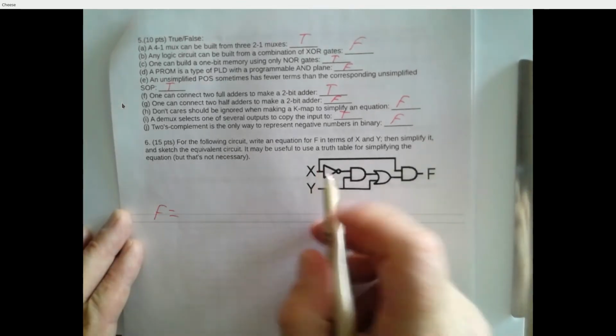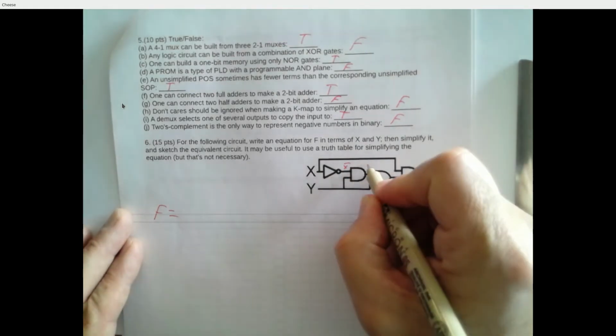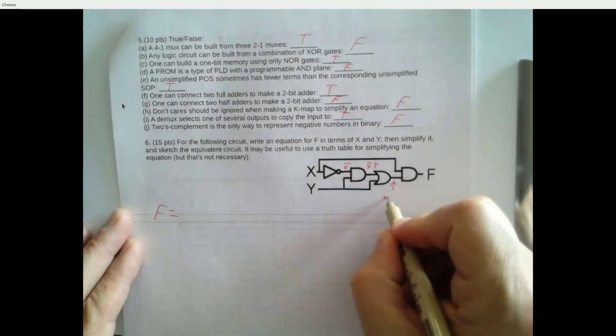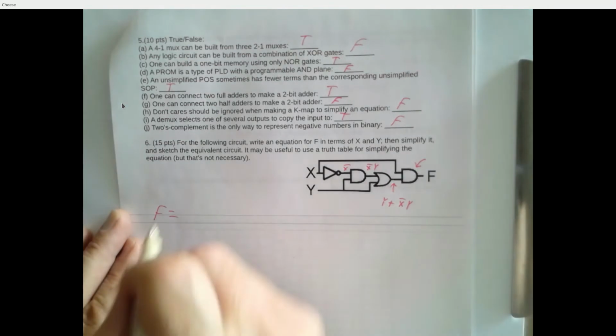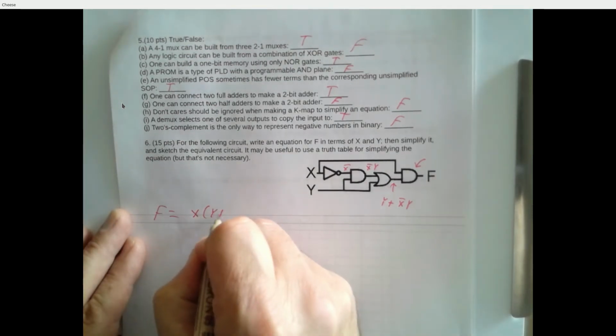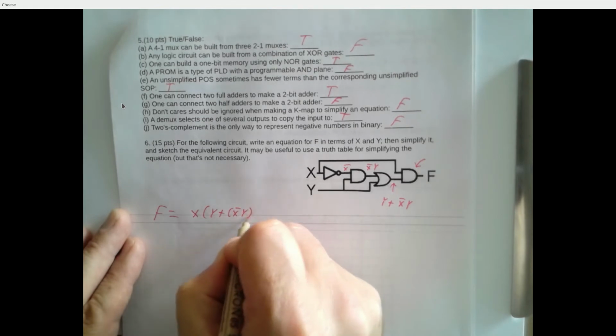All right, so what the heck is this circuit? So here's X. This is X bar. Here's Y and X bar going in, so this is X bar ANDed with Y. Here's Y ORed with X bar ANDed with Y, so this is Y OR X bar Y. And this is X ANDed with this, so F is X ANDed with Y OR X bar Y.